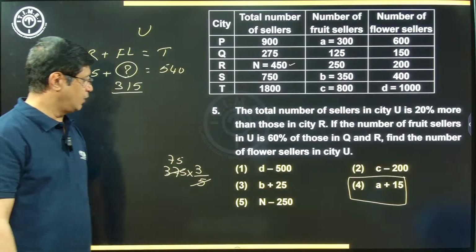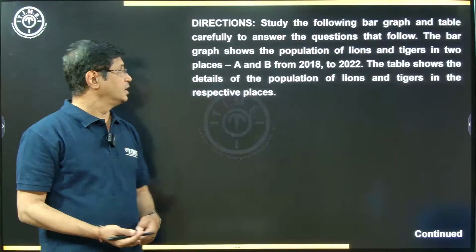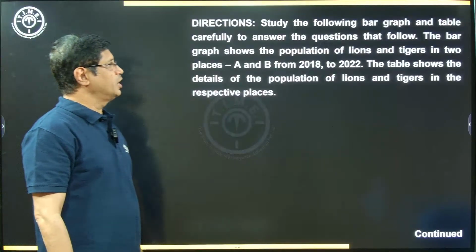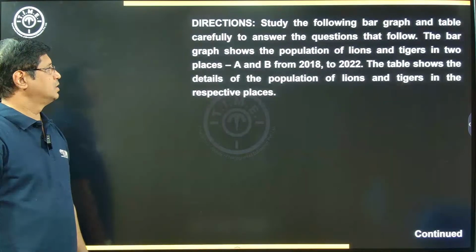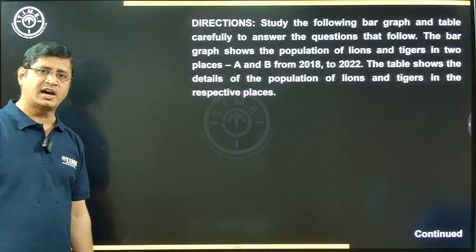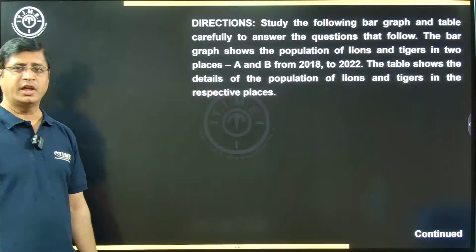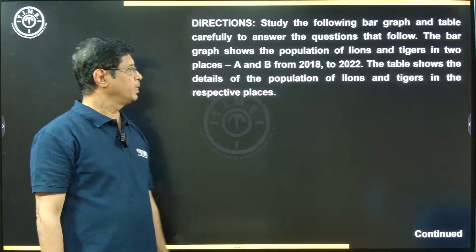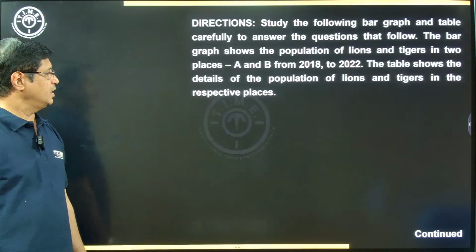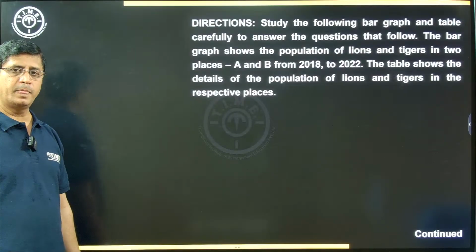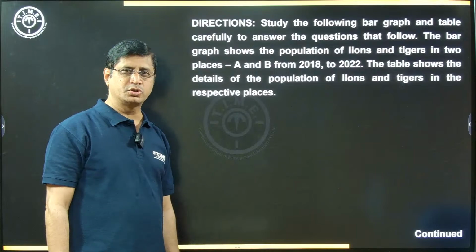Okay. Now look at the next set of questions. One more set is given here. Just look at it. Directions are given. Study the following bar graph and the table carefully to answer the questions that follow. The bar graph shows the population of lions and tigers in 2 places, A and B, from 2018 to 2022. The table shows the details of the population of lions and tigers in respective places.